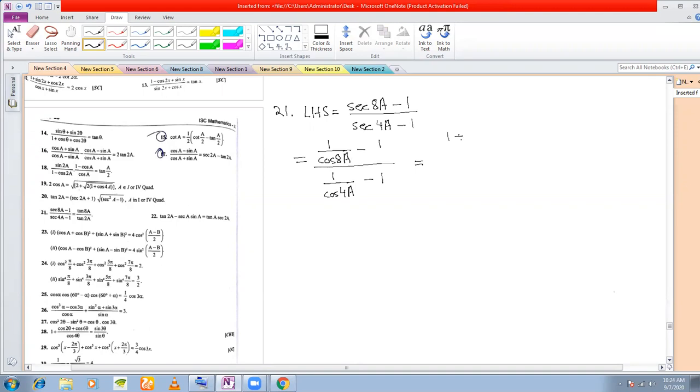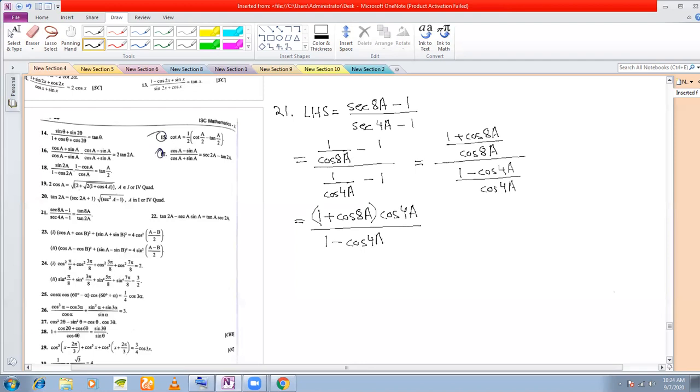You get 1 plus cos 8a divided by cos 8a, whole divided by 1 minus cos 4a divided by cos 4a. Okay, now you can write this as 1 plus cos 8a into cos 4a divided by 1 minus cos 4a into cos 8a.